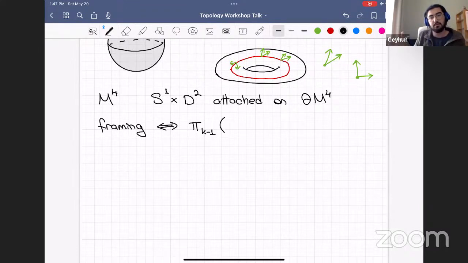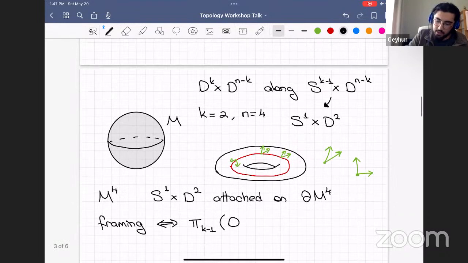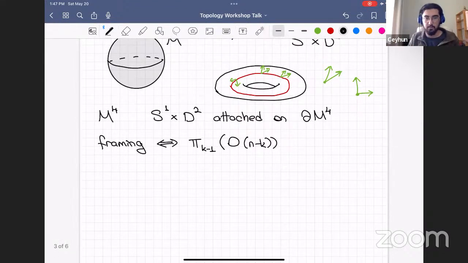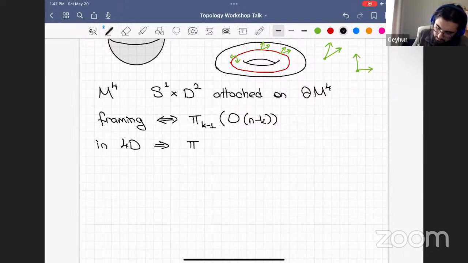So we assume that these vectors were orthogonal, so we can assume that we are in the orthogonal group. And in this specific case, we had S1 cross D2, and we chose two vectors. In the general case, we have D^(n-k), right? So we are choosing n-k vectors. So a framing of a handle is determined by the (k-1)th homotopy group of the orthogonal group. And in the specific case, in 4D, this is pi_1 of O(2), which is pi_1 of S1, which is Z.